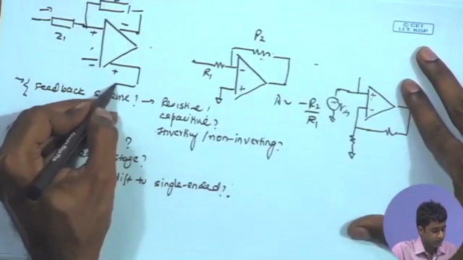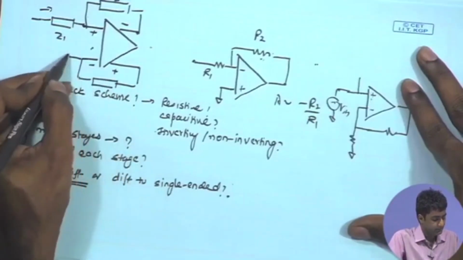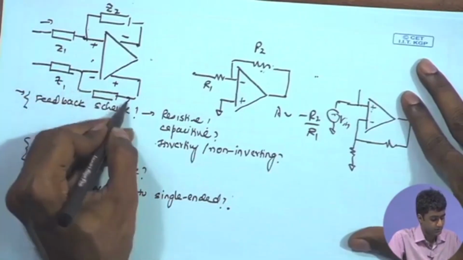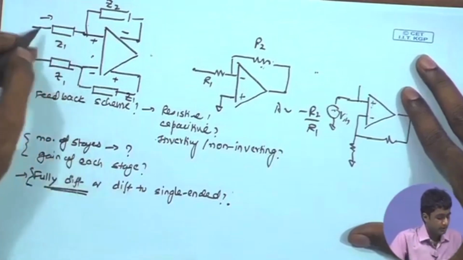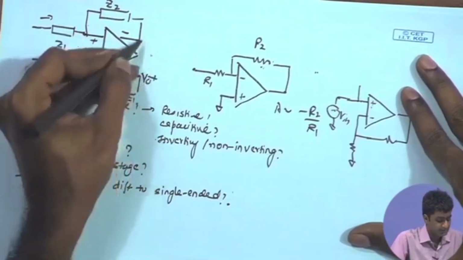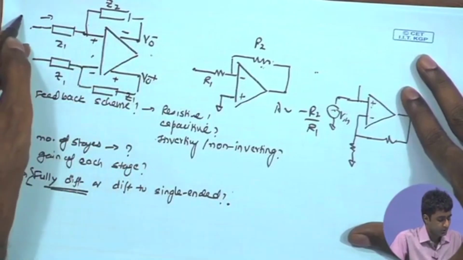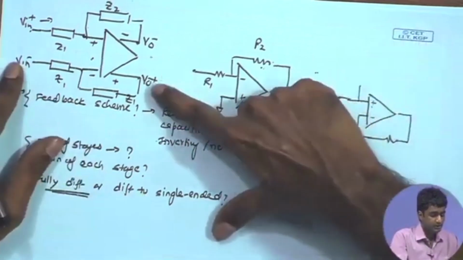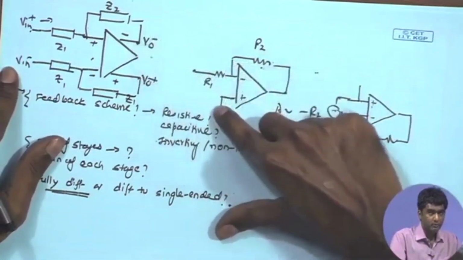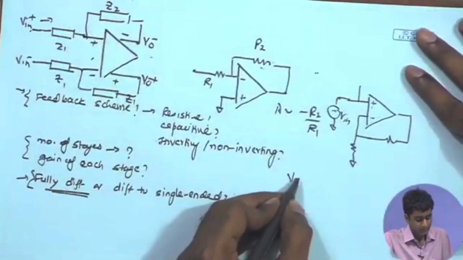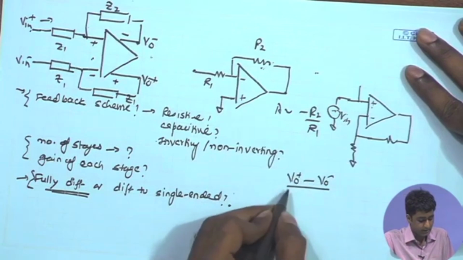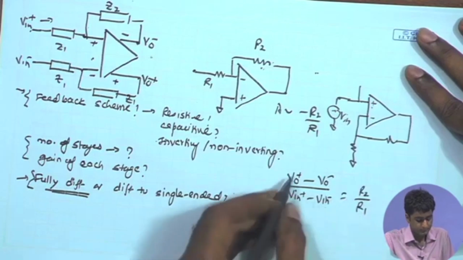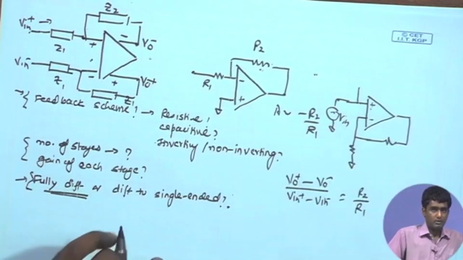Likewise, on the other side also we can have the impedances connecting the positive output to the negative input, same value Z2 upon Z1. So, this basically means that you are having VO plus and VO minus, this is your V in plus and V in minus, and the overall relationship, VO plus minus VO minus upon V in plus minus V in minus, is going to be R2 upon R1.